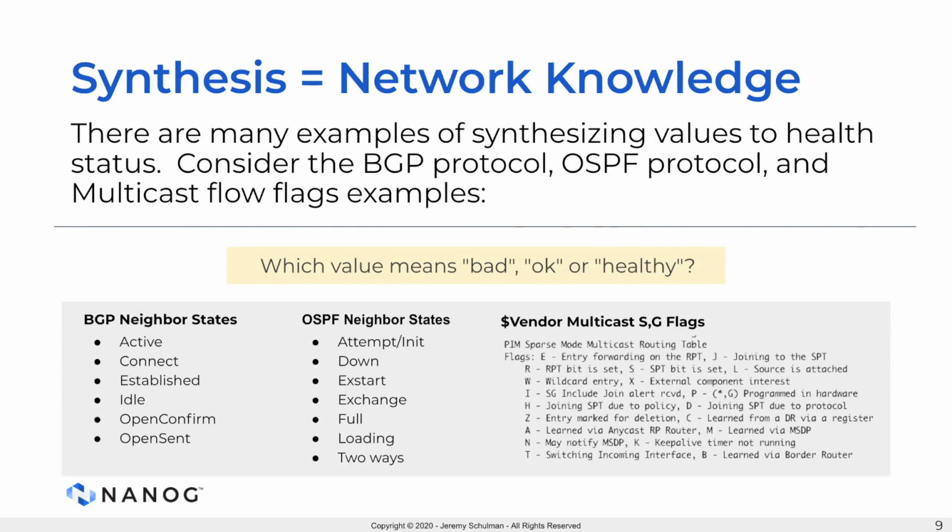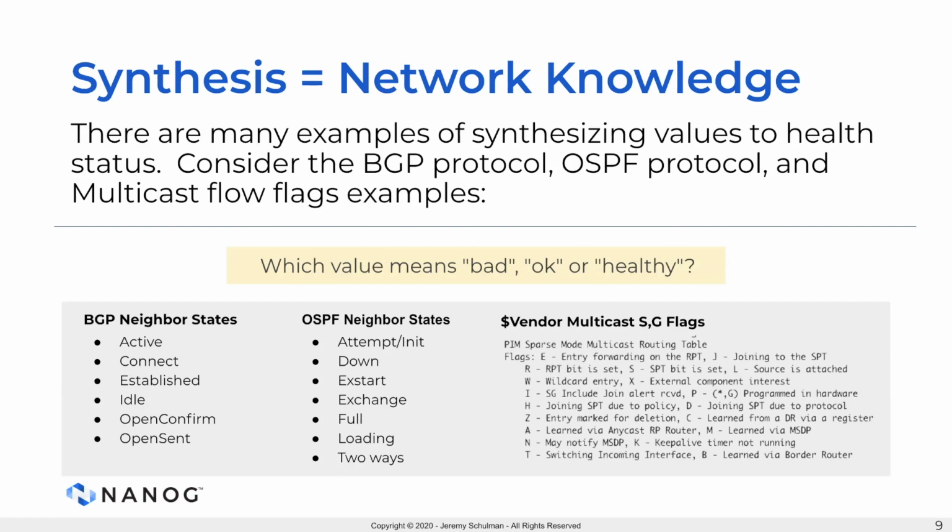We call this network knowledge or domain-specific knowledge. But there's lots of examples of this problem. We can get values from the device, like a BGP neighbor state. You can see all of those neighbor states. You can see the OSPF neighbor states, and these are all their values. And then you could even look at a specific vendor and say, well, what is the status of my multicast? And they have all these wild flags.